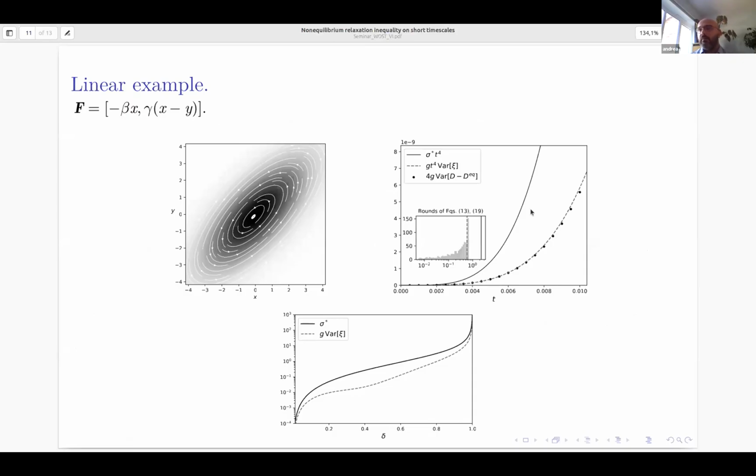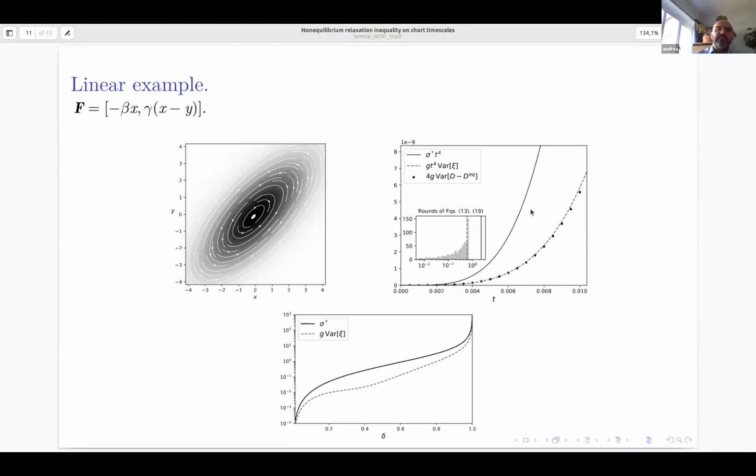Here is just to show that this actually works as expected numerically. On the upper right plot, the dots are actual simulations of the Fokker-Planck equation, averages of this relaxation quantity. The dashed line is just to check that the analytical expansion that we are doing for short time scales actually works. And the continuous black line is instead the bound given by the entropy production.